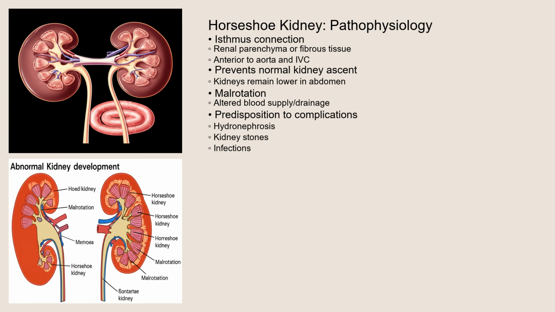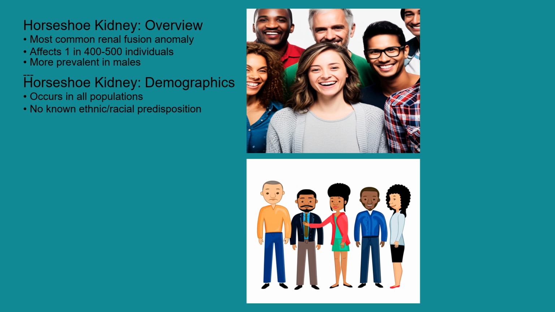The malrotation of the kidneys, along with altered blood supply and drainage, can predispose individuals to complications like hydronephrosis, kidney stones, and infections. Horseshoe kidney is the most common renal fusion anomaly, affecting approximately 1 in 400 to 500 individuals. It occurs more frequently in males than females. While it can occur in all populations, there is no known specific ethnic or racial predisposition.